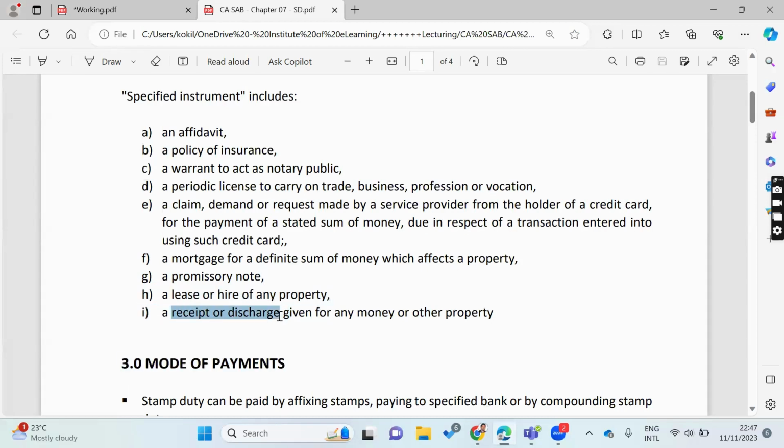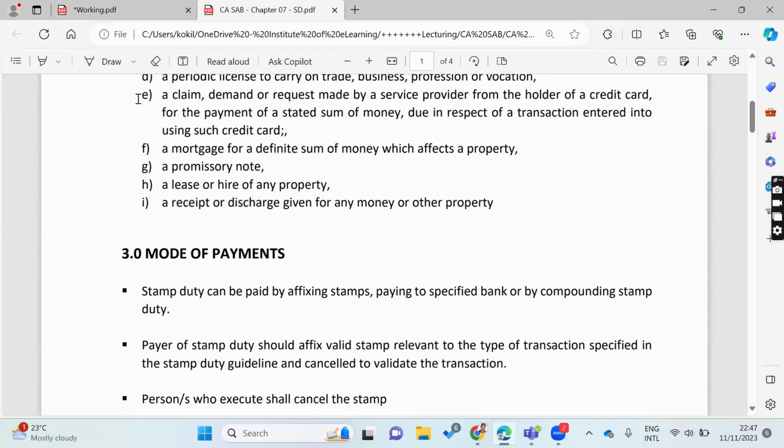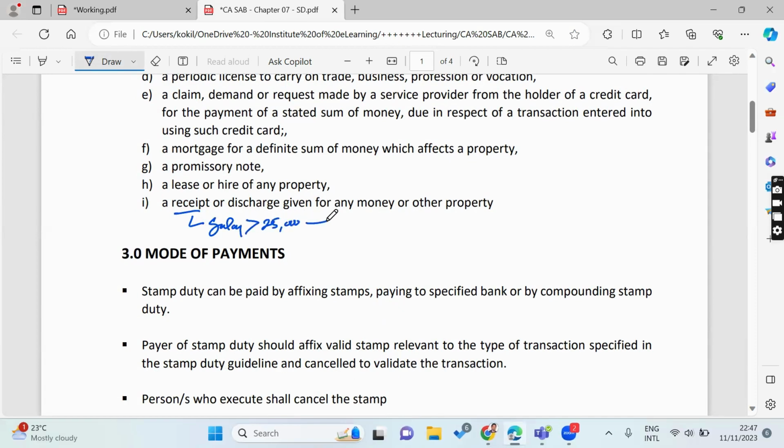This is receipt or discharge. It's coming under salary, right? Usually, if you are receiving salary or a revenue receipt, if you are getting more than 25,000, then you have to pay 25 rupees per one slip of salary. If you are getting two salary slips, one for normal salary and one for bonus, for the bonus also you are liable to pay stamp duty of 25 rupees. So discharge or receipt, it's applicable.